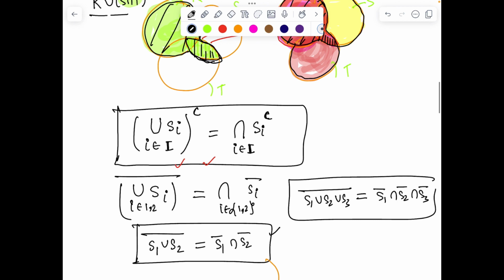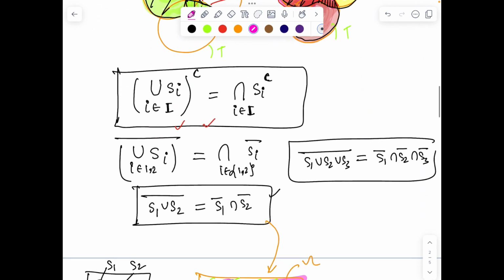Sometimes fancier symbols or notation can be used. So the complement of the union of S_i for i belonging to I is the intersection of the complements S_i^c for i belonging to I. So this is the same version of De Morgan's law in a different format.